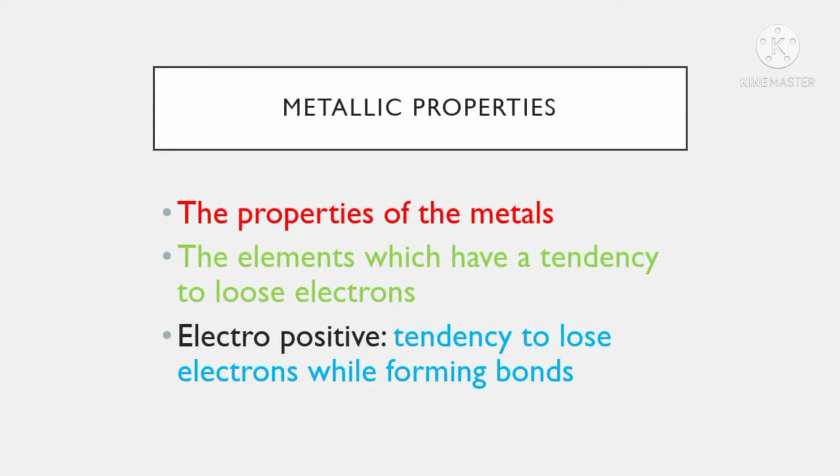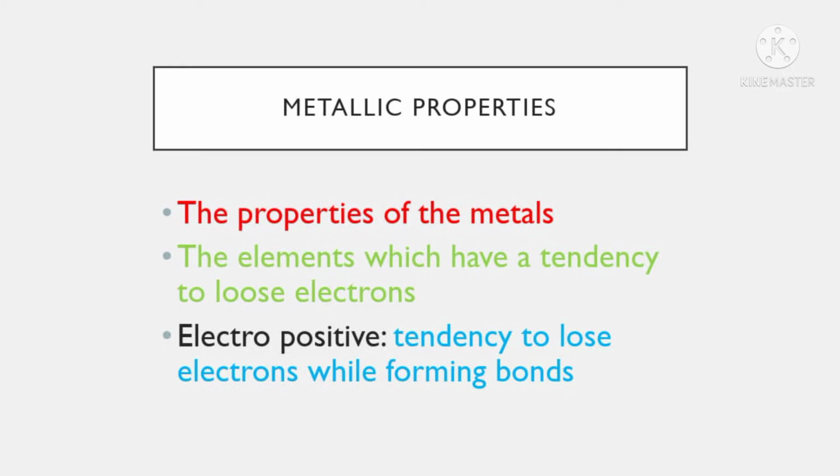Let's start with the metallic properties. The term metallic property means the properties of the metals. Then what are metals? The elements which have a tendency to lose electrons. It means metals are those elements which have a tendency to lose electrons when they are in bonded form.